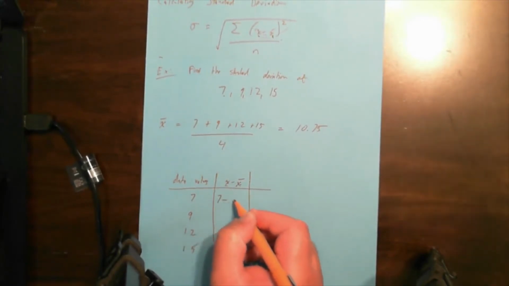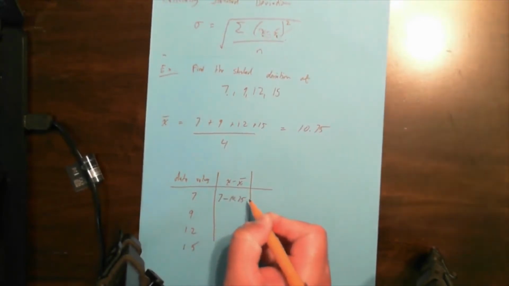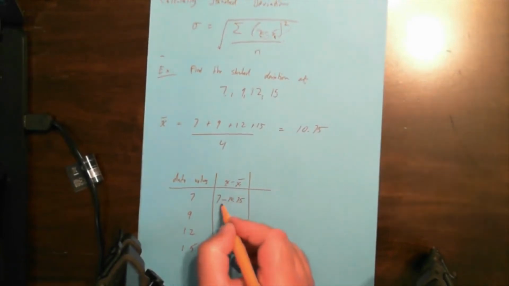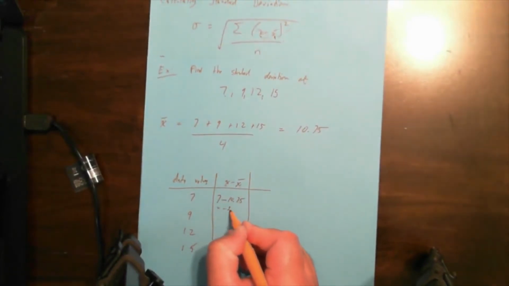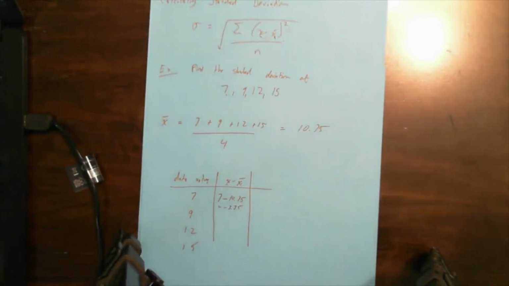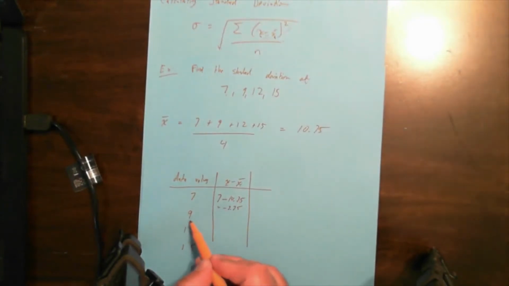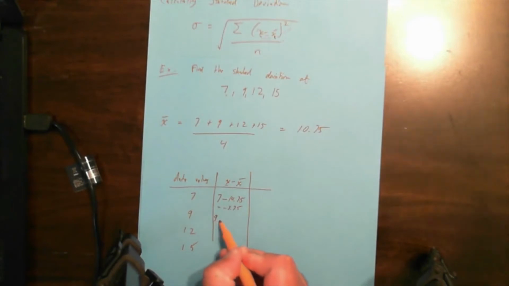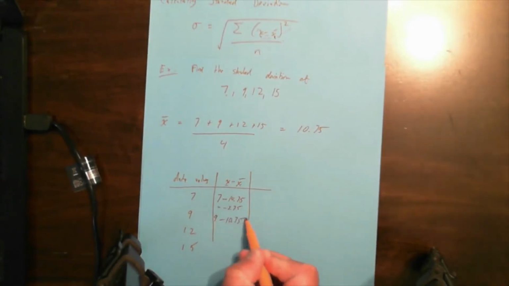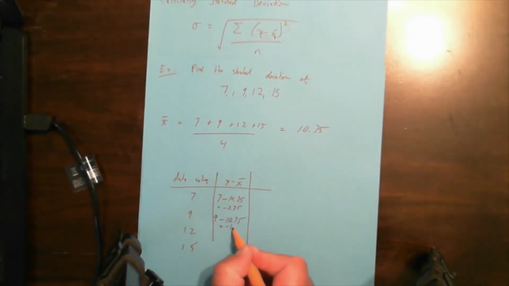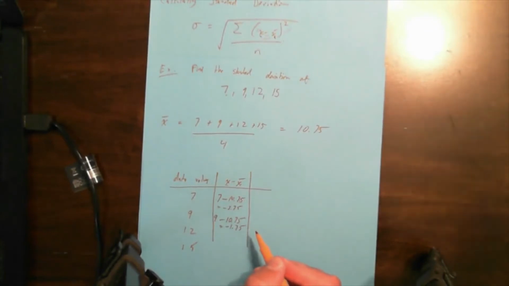So it's 7 minus 10.75. Okay, of course that's negative 3.75. Okay, remembering that you're taking every data value and subtracting your mean, right? Okay. Next one would be the next data value, 9 minus 10.75. So that gives me negative 1.75.